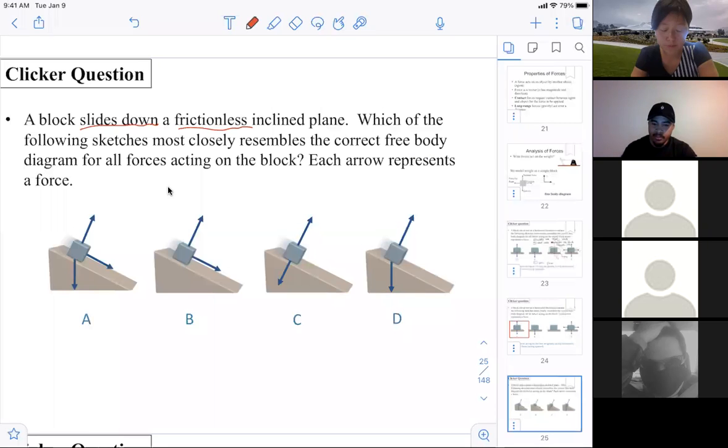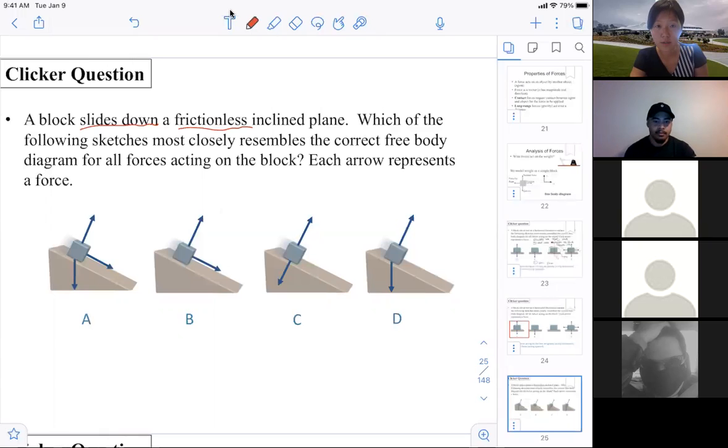So for this one, I believe that there are three forces in play. One being the normal, which is perpendicular to the object. And then we have gravity. And then we have the object sliding along the slope of the plane. So for me, I pick A. Okay. Thank you.